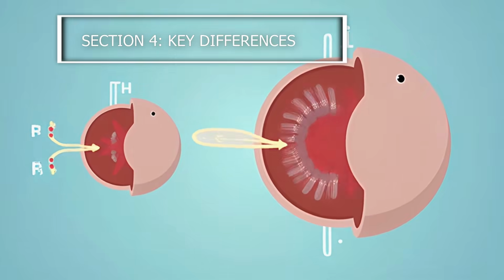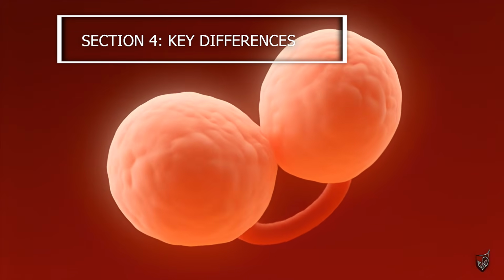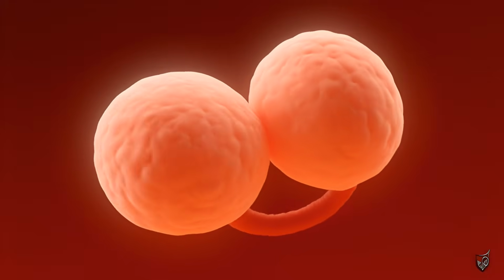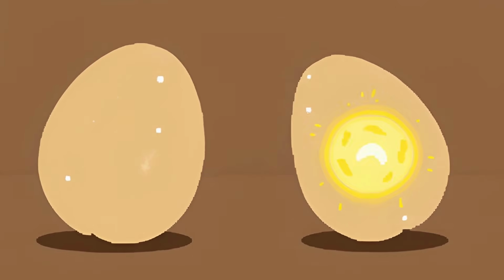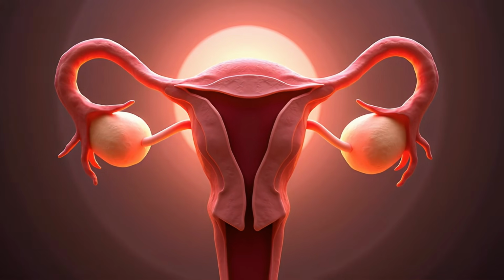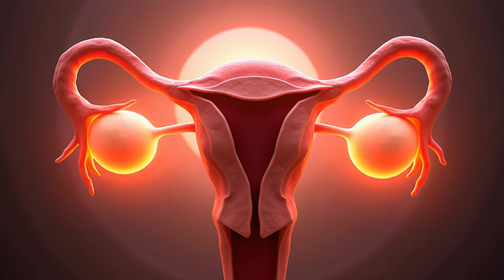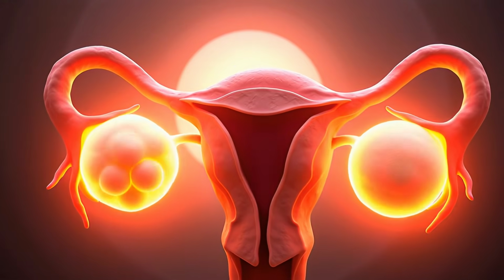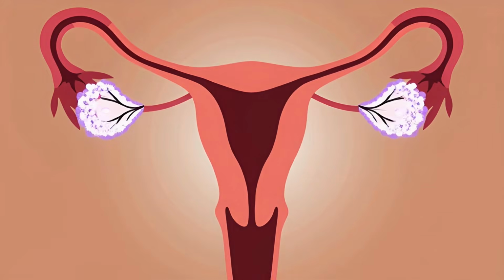Section 4. Visualizing the difference. To better understand the difference between these two types of twins, it helps to picture what's happening inside the body. In one scenario, a single fertilized egg begins dividing and then splits into two, creating identical twins. In another scenario, two separate eggs are released and fertilized at the same time, creating fraternal twins.